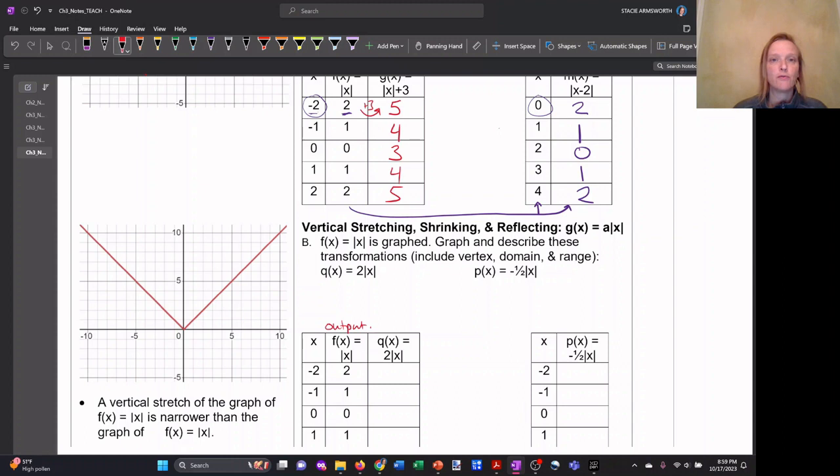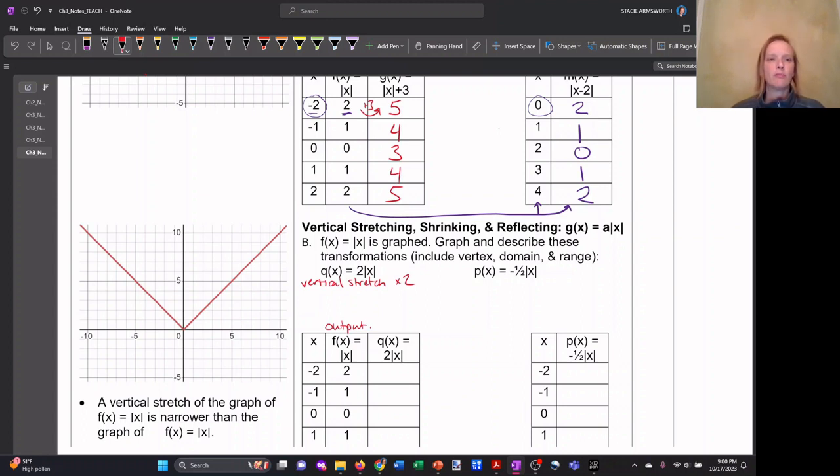Again, I've graphed the original function. f of x is the absolute value of x. And I'm going to evaluate q of x equals 2 times the absolute value of x. So I'm expecting this because it's in the y direction and I'm applying my transformation after doing the original function. That change is going to be what I expect it to be. If I'm multiplying it by 2, I'm expecting a stretch by a factor of 2. So this will give me a vertical stretch with a factor of 2.